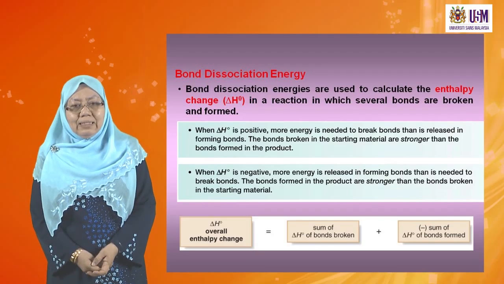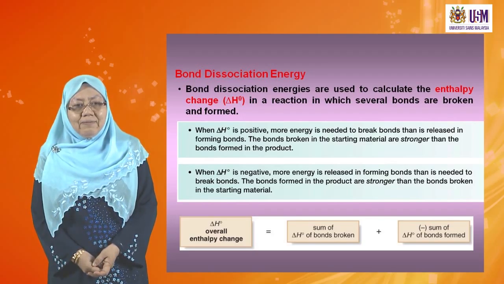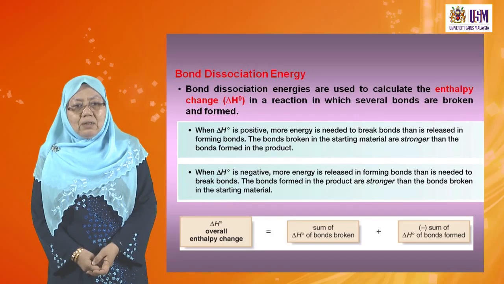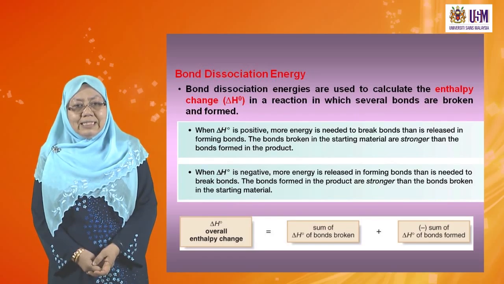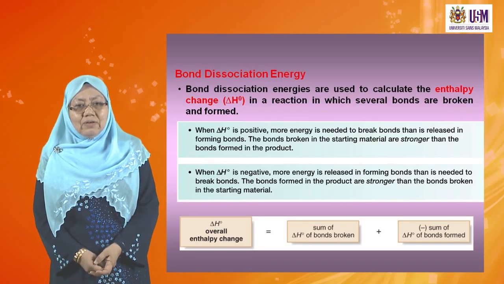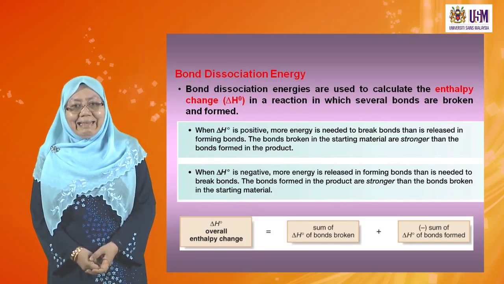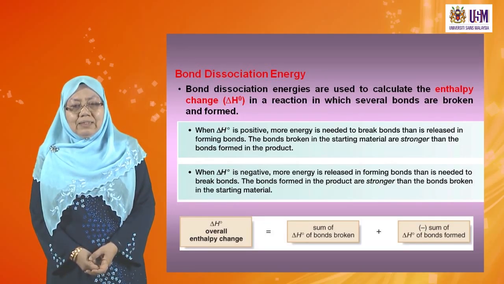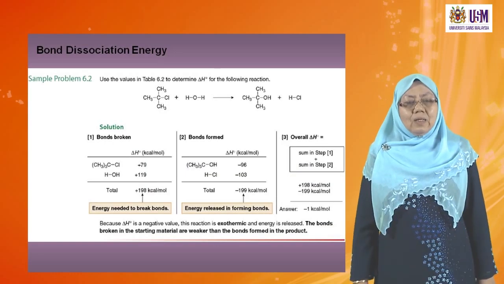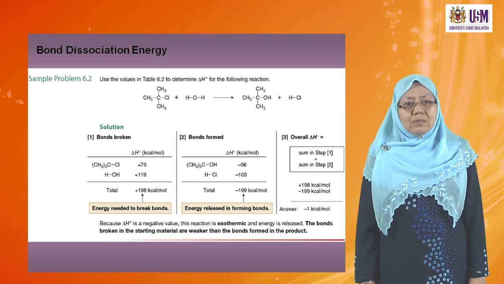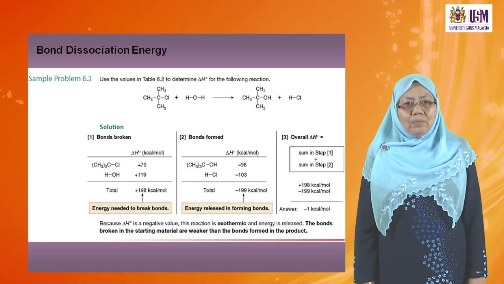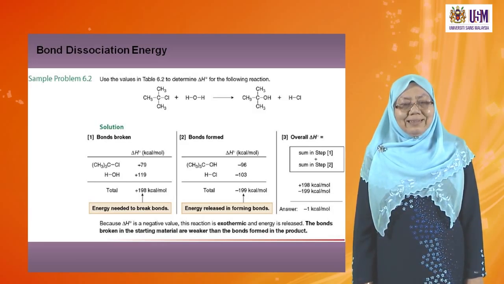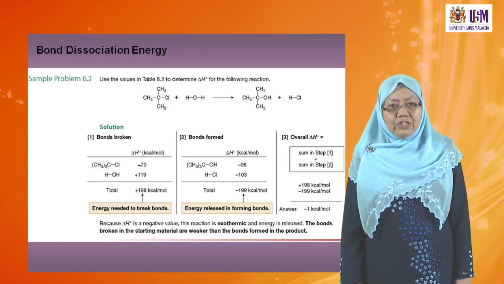So we can have an equation where the overall enthalpy change, delta H naught, is equal to the sum of the delta H naught of the bonds broken plus or minus the sum of the delta H naughts of the bonds formed. Okay, let us now look at an example of bonds broken and bonds formed and how to calculate the delta H naught for the reaction.